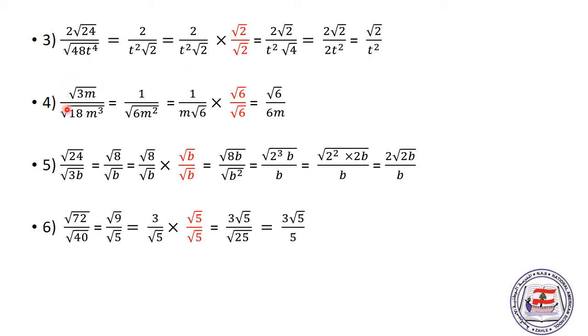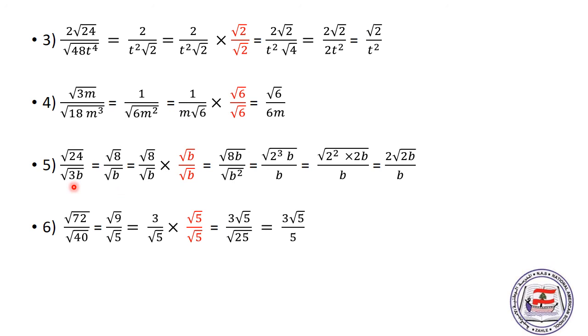In number 4, starting by simplifying the fraction, we get 1 over radical of 6m squared. Radical of m squared can be reduced into m, so we have 1 over m radical 6. Again, rationalizing the denominator, we need to multiply the fraction by radical 6 over radical 6. So we get radical 6 over radical 36m, which gives radical 6 over 6m.